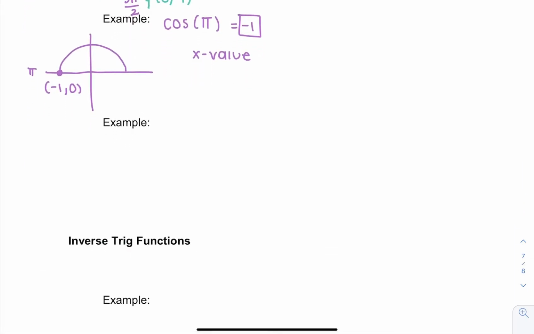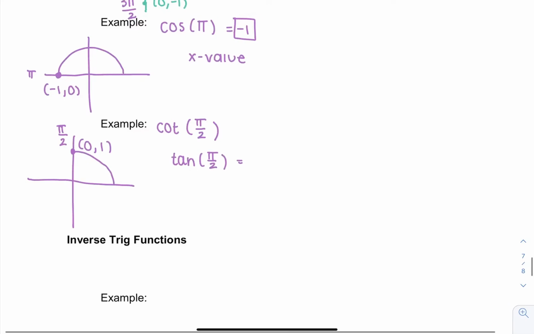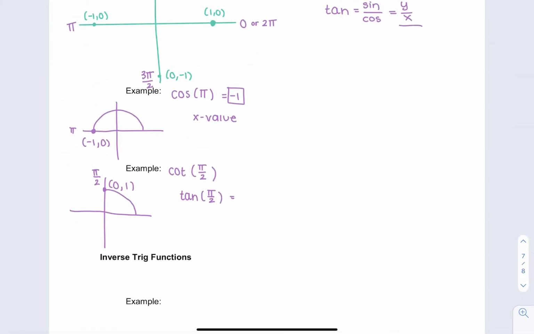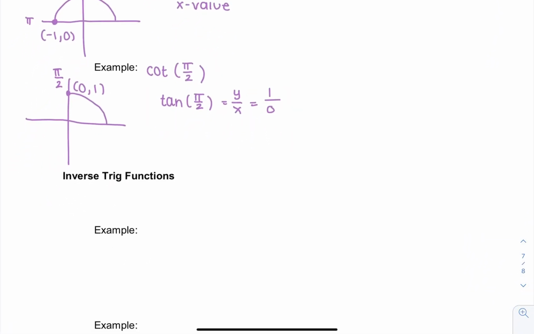Let's say I have cotangent of pi over 2. So first off, I'm going to find the angle pi over 2. That's right here. I'm going to write out, that's the point 0, 1. And this is pi over 2. Now, I know tangent of pi over 2 is going to be, it says it right up here, y over x, which is 1 over 0. Now remember, if we get 1 over 0, we can't divide by 0, so this would be undefined.